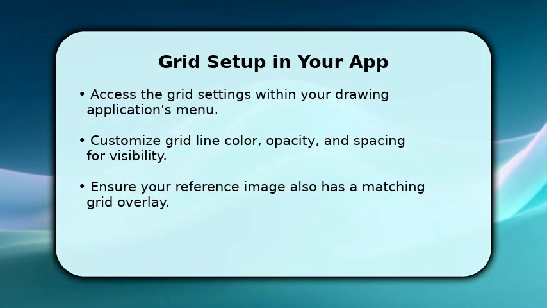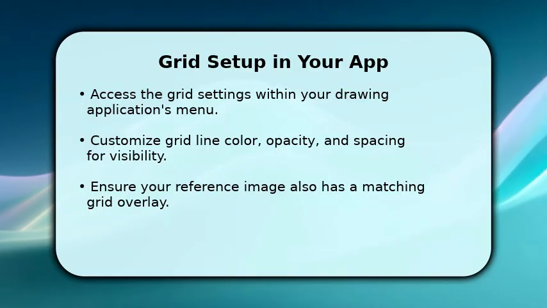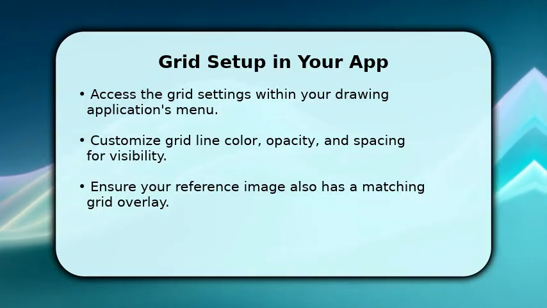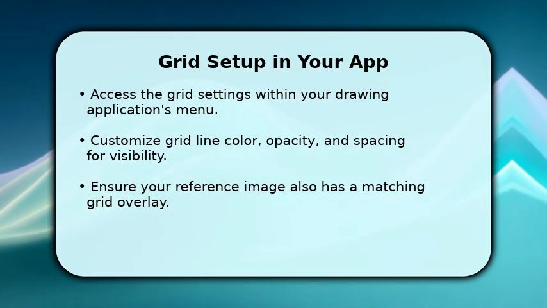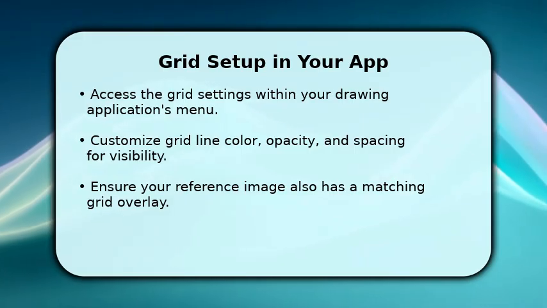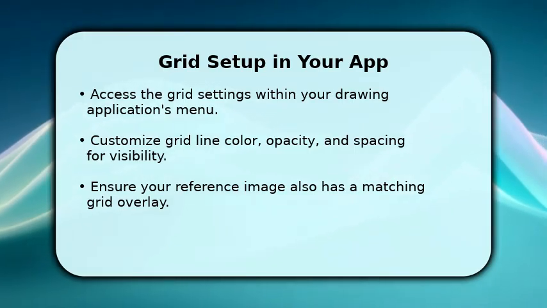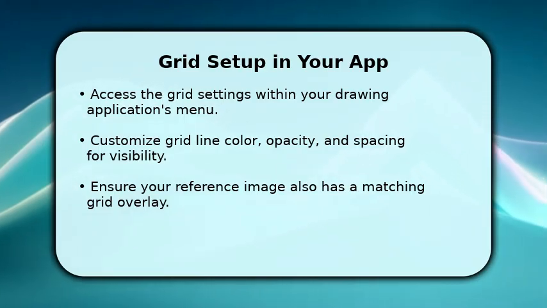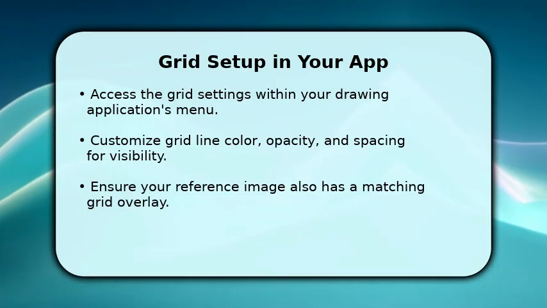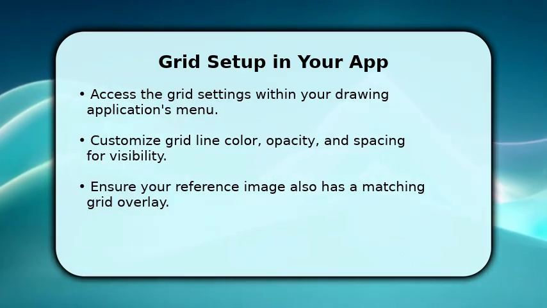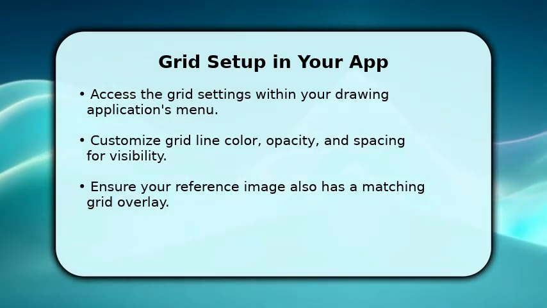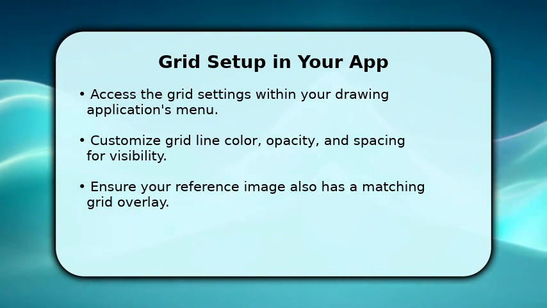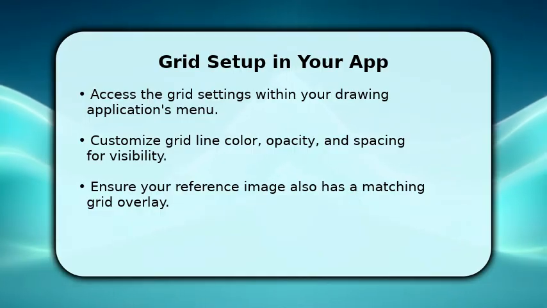To effectively set up your grid, navigate to your app's preferences or view options. Here, you'll find controls to enable the grid and fine-tune its appearance. You can change the grid line color to something contrasting, like a light gray or a soft blue, and adjust its opacity so it doesn't overpower your drawing. Setting the grid spacing, for example, to 1/2 inch or 1 centimeter allows for precise control over your proportions, ensuring accuracy across your entire composition.